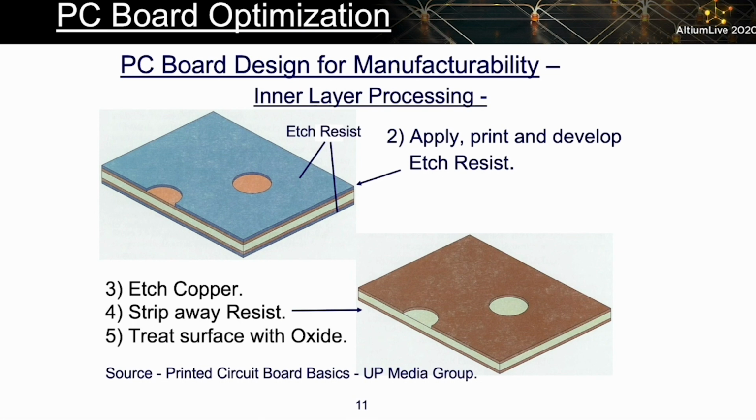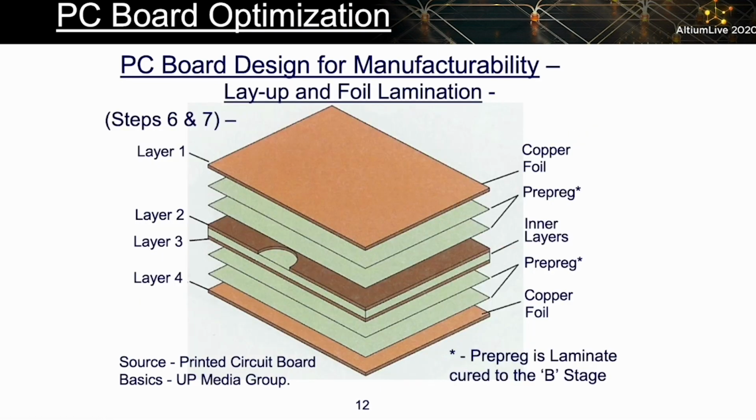After this is done, they will lay it up as shown in slide 12 in a laminate press along with plies of prepreg material, and they'll put a sheet of copper foil above and below all of that. What is prepreg? Prepreg is the same material as that which is in the center of the core, except it has not been fully cured or fully polymerized.